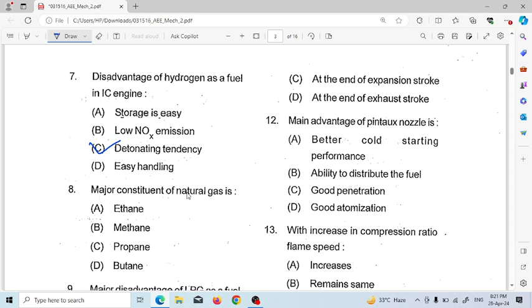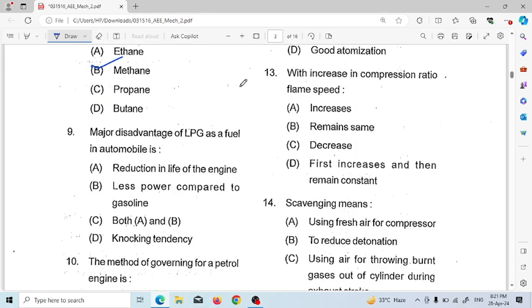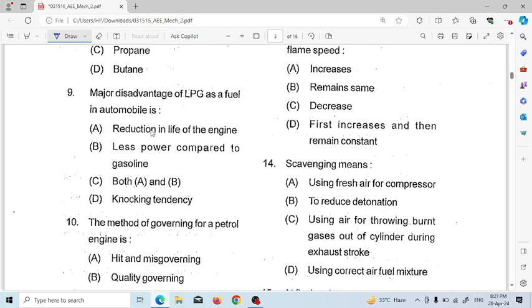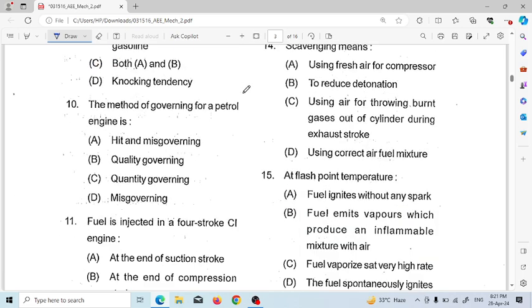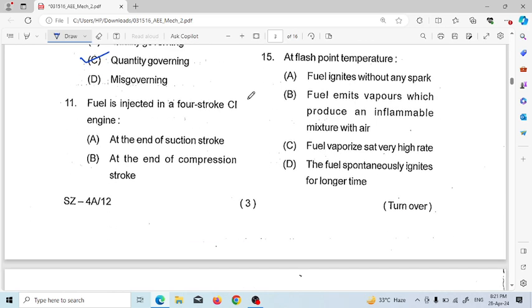Next, question number 8. Major constituent of natural gas. Natural gas major constituent is methane. Option B is correct. Next, the major disadvantage of LPG as a fuel in automobile is less power compared to gasoline. Option B is correct. Next, question number 10. The method of governing for a petrol engine is quantity governing. Option C is the correct answer.